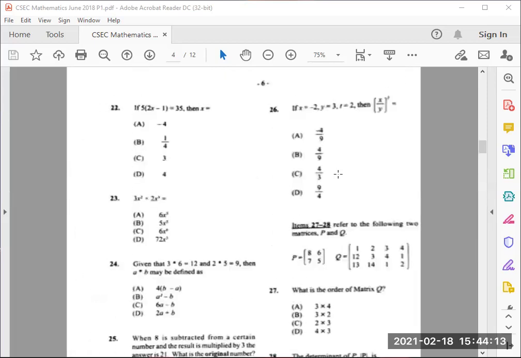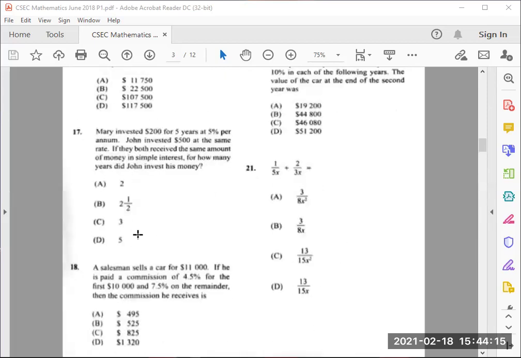Continuing with number 18. A salesman sells a car for 11,000. He's paid a commission of 4.5% for the first 10,000 and 7.5% on the remainder. Then the commission he received is?